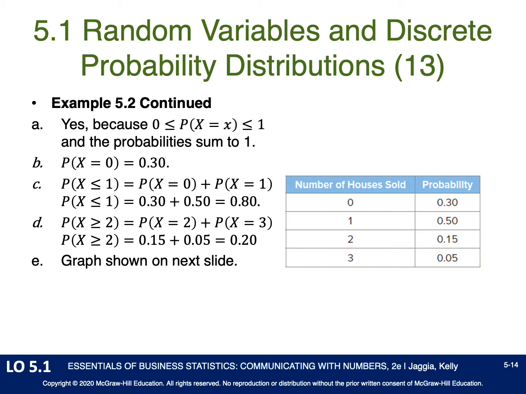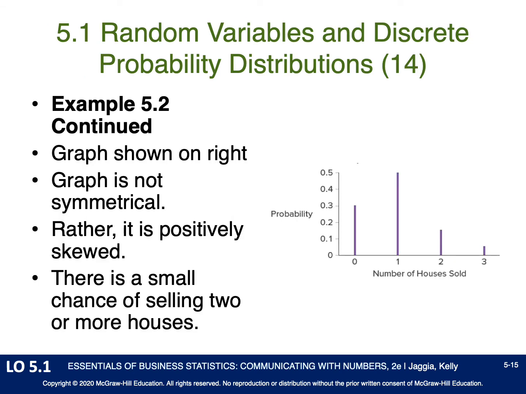So let's look at the graph now. So here we've graphed. Along the bottom, we've put our x variables, and along the y-axis, we've put our probabilities. So we can see that this graph is, number one, not symmetrical. It is skewed. It's what we call positively skewed because there's a smaller chance of selling 2 or more houses.